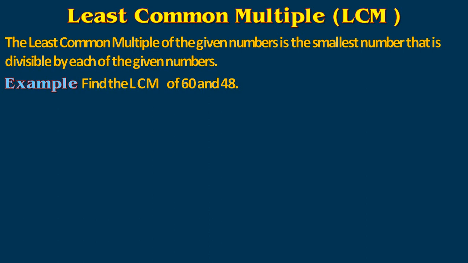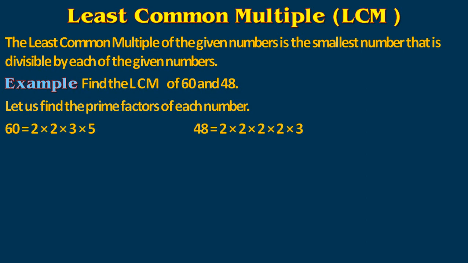Find the LCM of 60 and 48. What we will do is prime factorize 60 and prime factorize 48. When we prime factorize 60, we get 60 in the form of 2 multiplied by 2 multiplied by 3 multiplied by 5. For 48, we will get the prime factors as 2 multiplied by 2 multiplied by 2 multiplied by 2 multiplied by 3. Now let us consider each prime number in these multiplications.